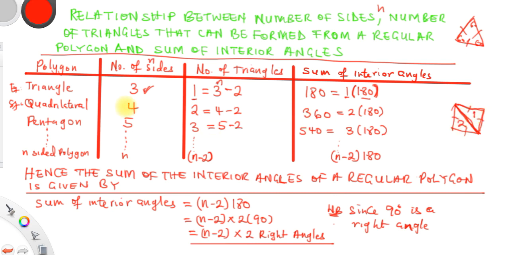How many sides has a square? The number of sides n is 4. How many triangles can be formed from a square? We can form only 2 triangles. And these 2 triangles are the same as the number of sides minus 2.